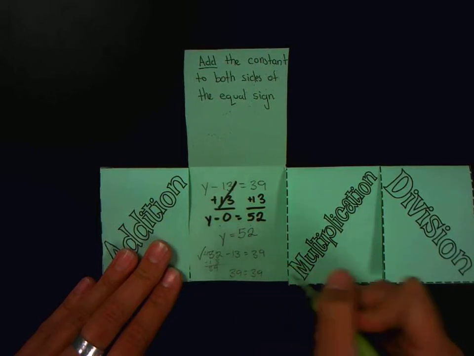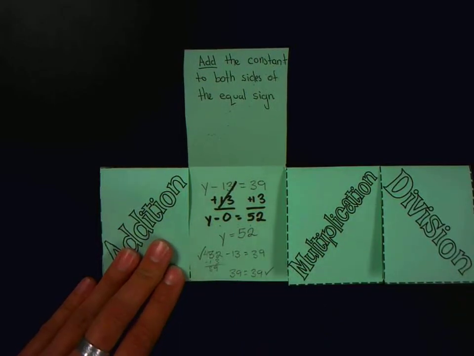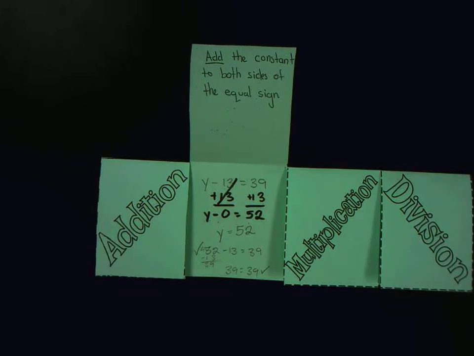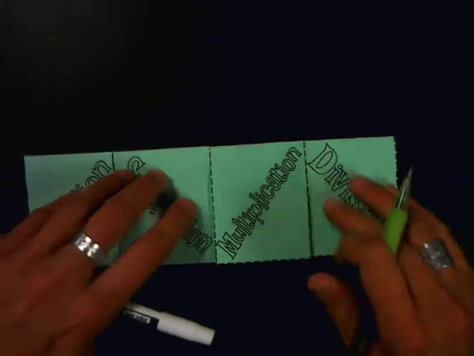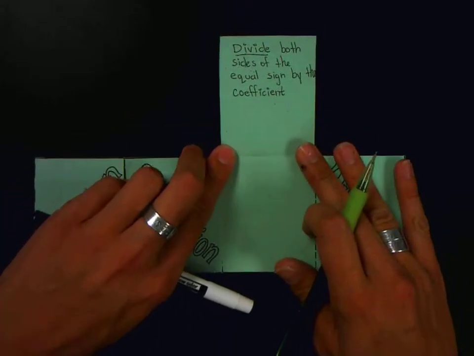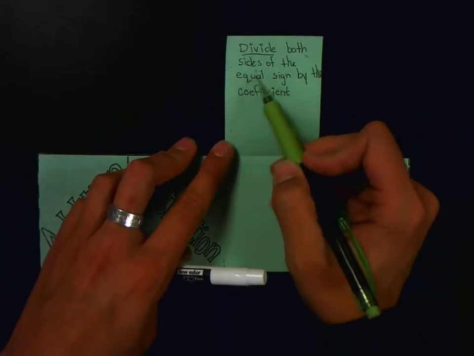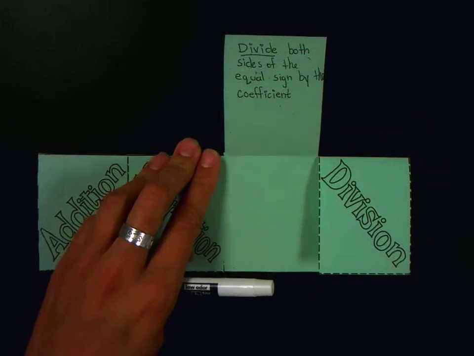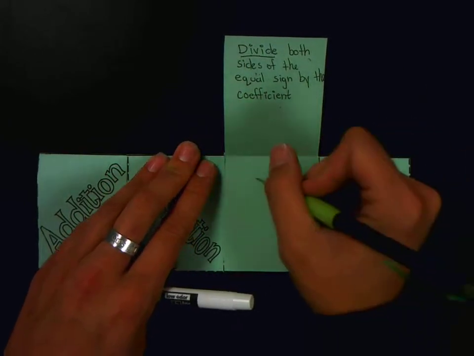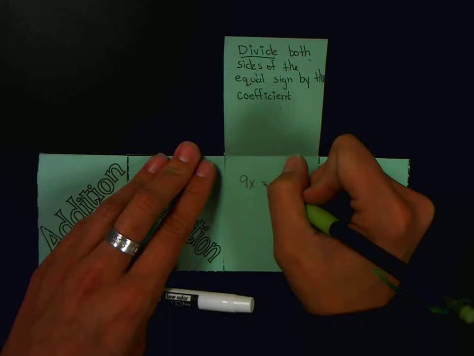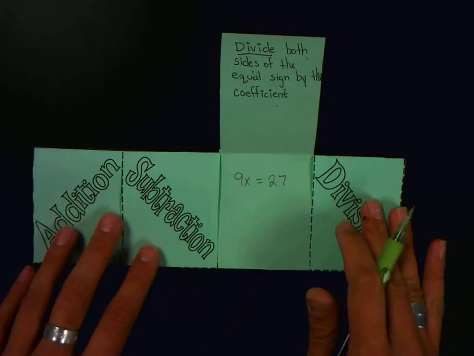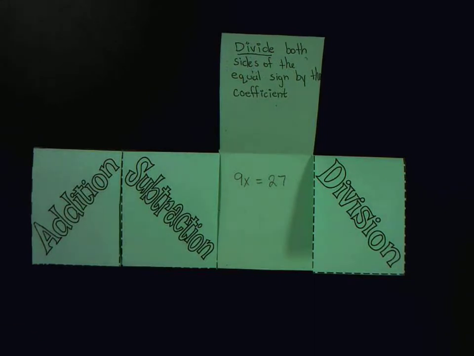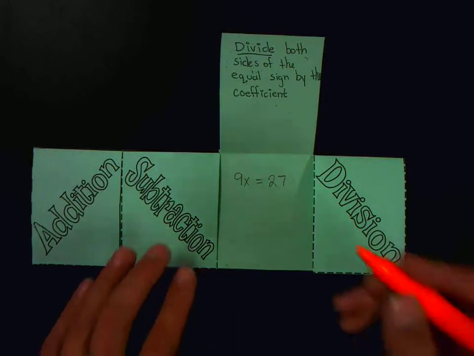All right, the last two, multiplication and division. With the multiplication problem, you're going to divide both sides of the equal sign by the coefficient. Let's say we have the problem 9x equals 27. In this case, we have multiplication there. In order to cancel out multiplication, we want to divide. And you want to divide by the coefficient. And remember, 9 is our coefficient here. So we want to divide both sides by 9.